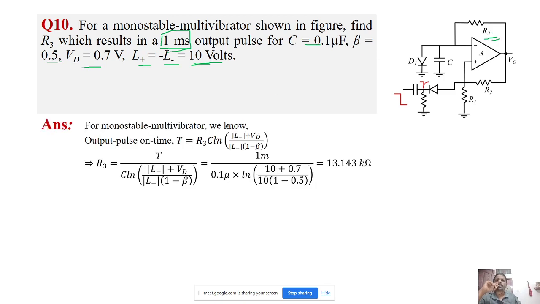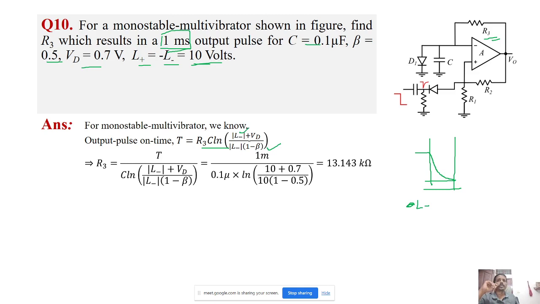So the output pulse on time of the multivibrator is T equal to R3 into C into ln of the peak minus the L minus voltage, since the output changes like this. What is the peak minus L minus voltage? That is here: (L plus plus Vd) by (L minus plus Vd) into 1 minus beta. So this is the time period of a monostable multivibrator.